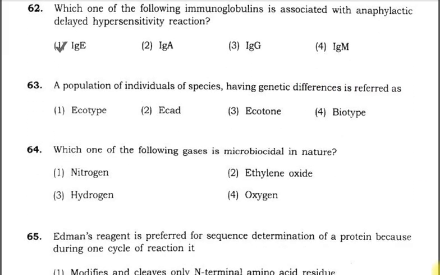Question number 63. A population of individuals or species having genetic differences is referred to as: option 1 ecotype, option 2 ecad, option 3 ecotone, option 4 biotype. I hope you have guessed the correct answer, and the correct one is option 1, ecotype.